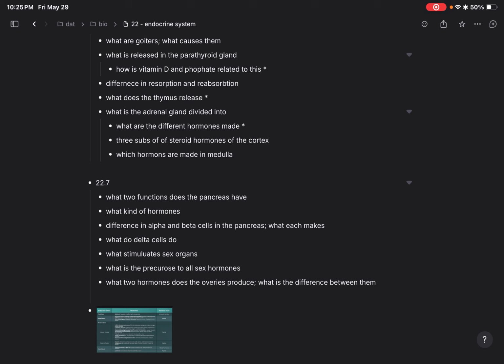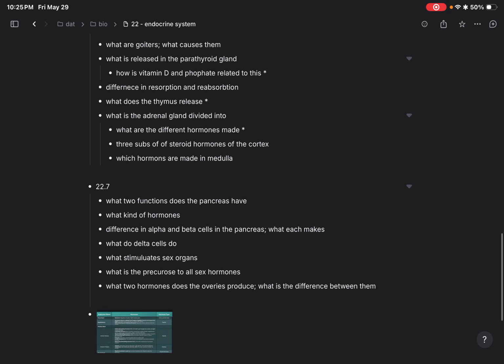Well, first there's glucocorticoids, then there's mineralocorticoids, and then there's cortical androgens. Why couldn't they just call it androcorticoids? Why, bro? Okay, so what do glucocorticoids do?